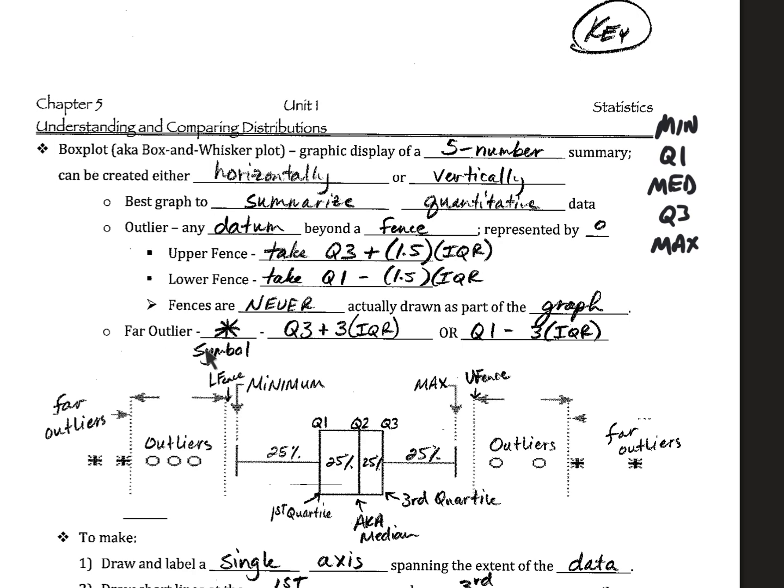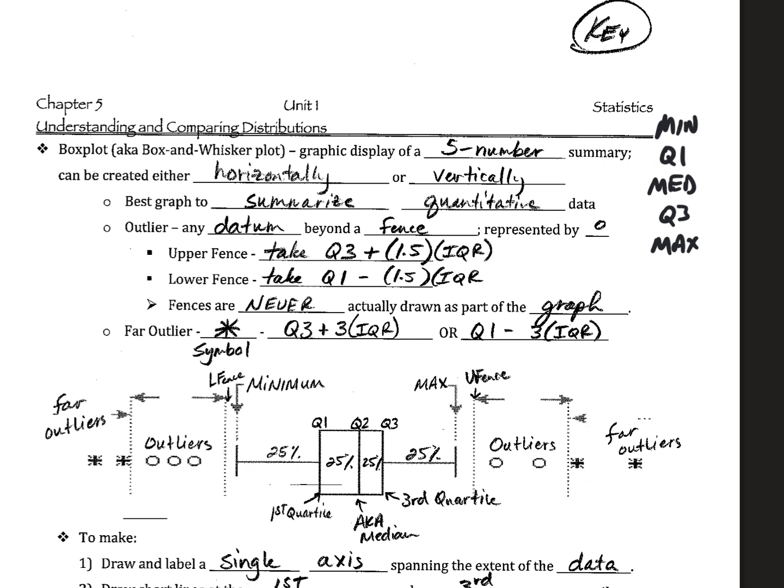A far outlier is shown with a star symbol. The far outlier is Q3 plus 3 times the IQR, or Q1 minus 3 times the IQR. So that's how you determine if it's a far outlier. Instead of 1.5, it's 3 times.